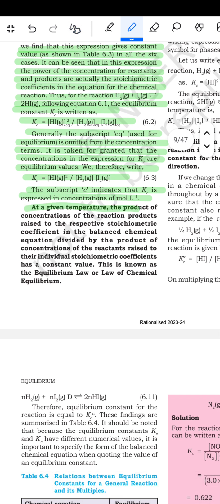It goes on to say that at a given temperature the product of the concentrations of the reaction products raised to the respective stoichiometric coefficients in the balanced chemical equation, divided by the product of the concentrations of the reactants raised to their individual stoichiometric coefficients, has a constant value. This is known as the equilibrium law or the law of chemical equilibrium.